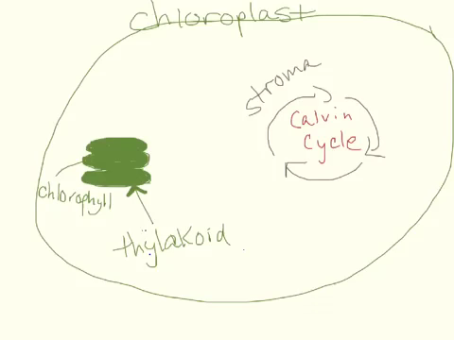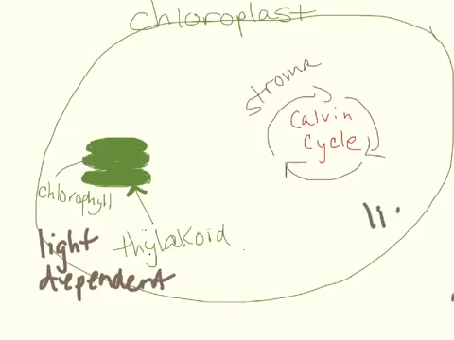So there's two parts, one that involves the sun and one that doesn't. So the one that involves the sun we sometimes call light dependent. And that's over here. And then the other part is called light independent. I'll just abbreviate. Okay, so the sun's going to come in. I'm going to put the sun in over here.